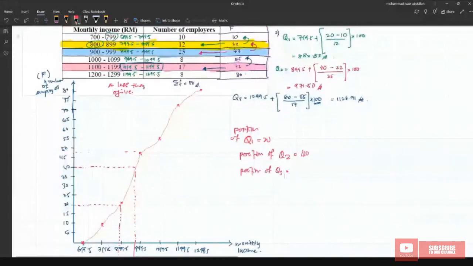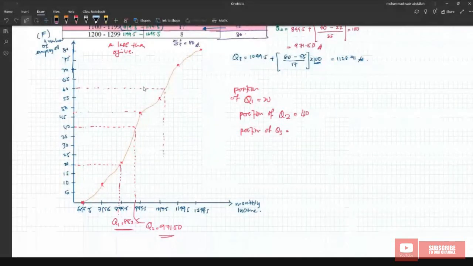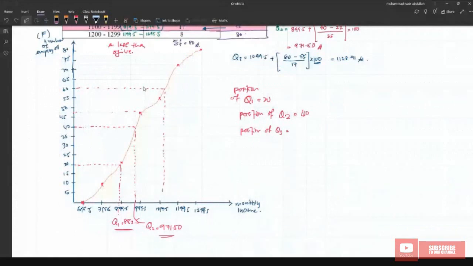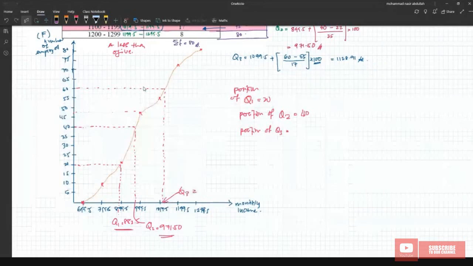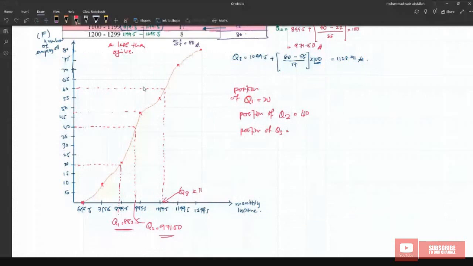Right? So 60 here. Right? So you will get this is quartile number 3, which is equal to 128.91. So if you draw an exact measurement, you will get the exact value. Right, so this is how we compute or determine quartile 1, quartile 2, and quartile 3 from a less than or give.